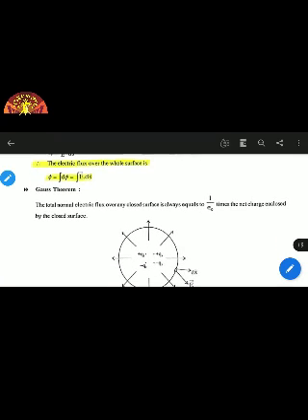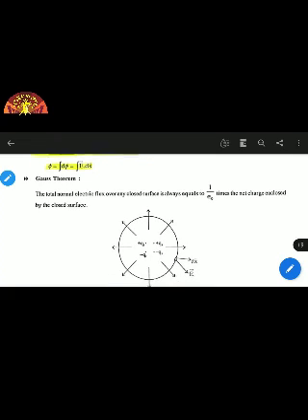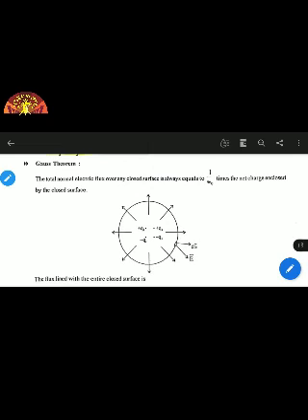For this you have Gauss theorem. This is the most important thing of this chapter. It says that the total normal electric flux over any closed surface is always equal to 1 by epsilon naught times the net charge enclosed by the surface.